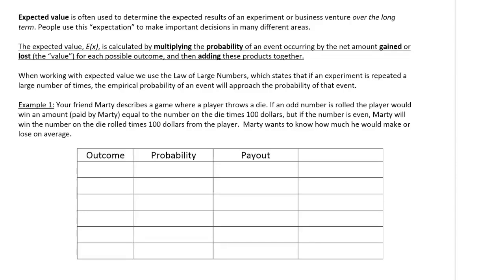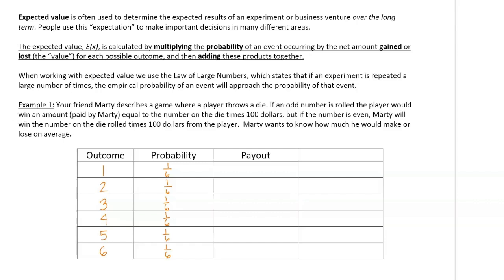We'll start with outcomes. So a die has 6 sides, and the sides are numbered 1, 2, 3, 4, 5, 6. And the probability of rolling each of those is 1 out of 6, so 1/6. So the probability will be 1/6 all the way down this column. Okay, now let's figure out the payout. It says that if an odd number is rolled, the player would win the amount paid by Marty equal to the number on the die times 100.